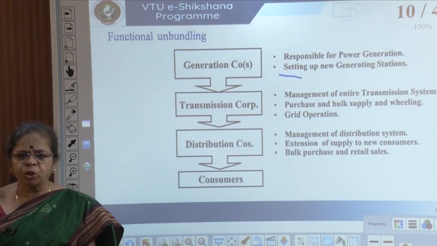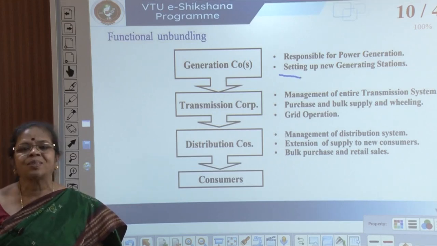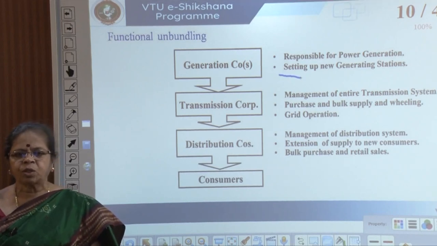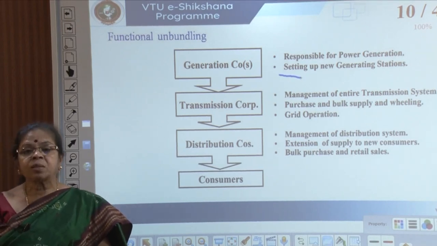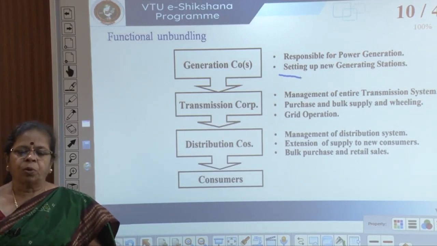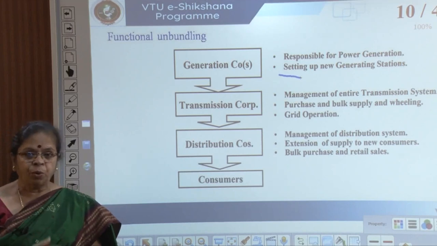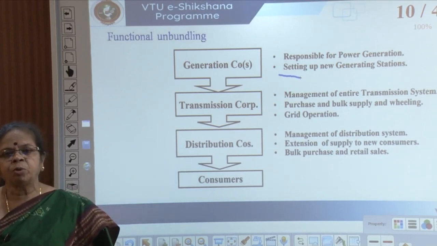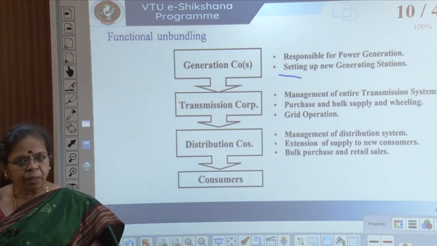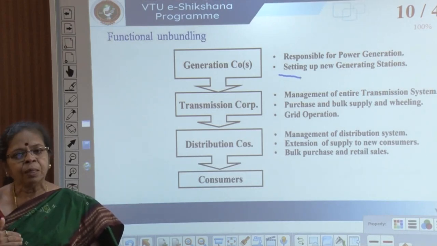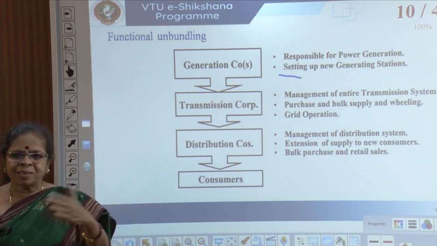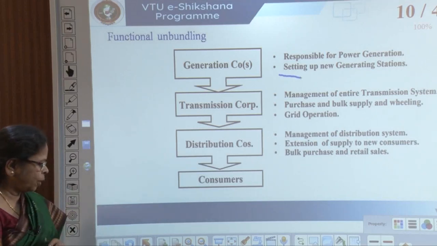And then you have the distribution companies. They manage the distribution system, that is, supply to the customers at the lower voltage levels. Supposing there's a new customer, let us say a new industry coming near Mysore. How does the power have to be given to them? The available distribution system cannot take care of it, so how do we expand? This sort of planning and design at the customer level is done by the distribution companies. And then there is retail sales, that is, to the industries and other consumers.